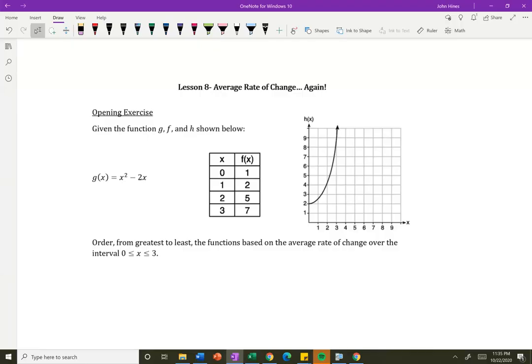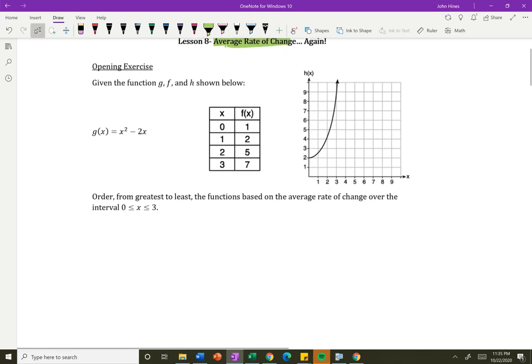Hi everybody, in this lesson we're going to continue working with average rate of change. So we're going to continue working with this idea of slope, average rate of change. So let's get right into it.